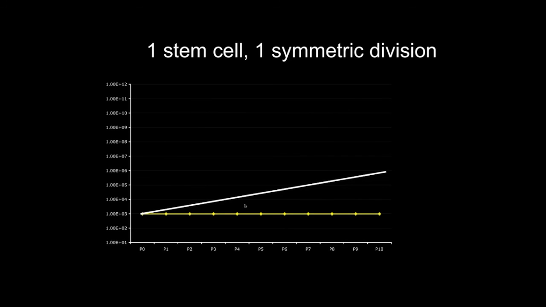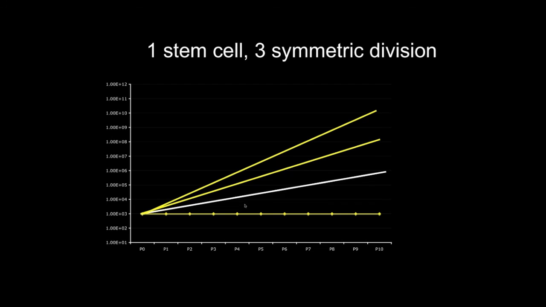Now, what if that stem cell that makes a sphere undergoes two symmetric divisions? What happens? Well, then we see a growth curve that looks like this. And what if that stem cell undergoes three symmetric divisions? What type of growth curve would we get? Well, we see a growth curve that looks something like this. So what we can see from this thought experiment is that as the number of stem cells increases, and remember that happens because the stem cell undergoes a symmetric division, the slope of the growth curve is increasing.